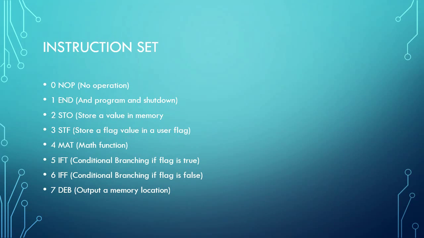3 stores a flag and a user flag. 4 is a math function, which has 2 arguments, which are the function. Actually, it only has 1, which is the function. Oh, and the memory space to put it into. And then it has if true, which means it branches to a certain label if the flag is true, and if false, which basically branches to a label if the flag is false. And it has debug, which means to output a value in a memory location.